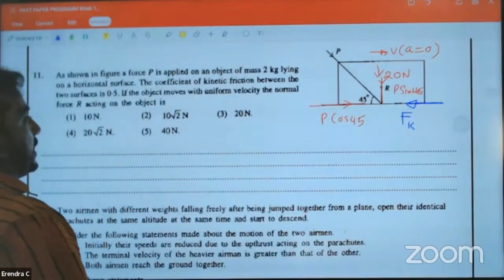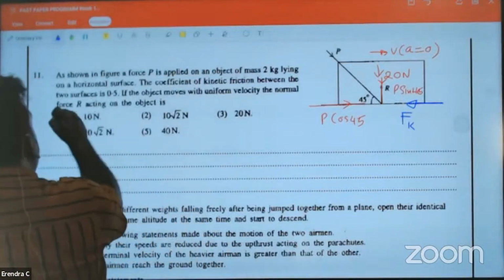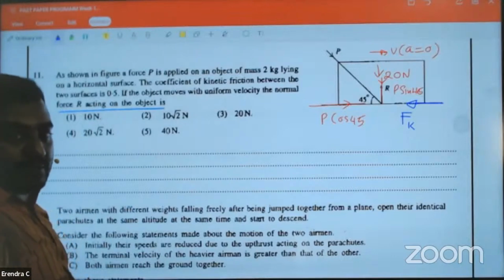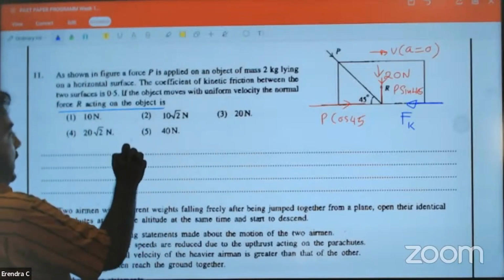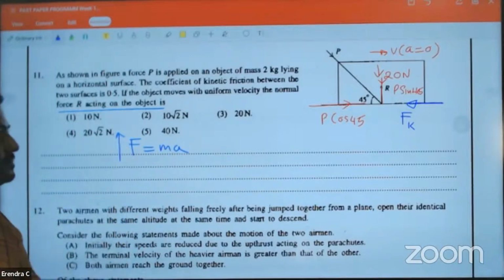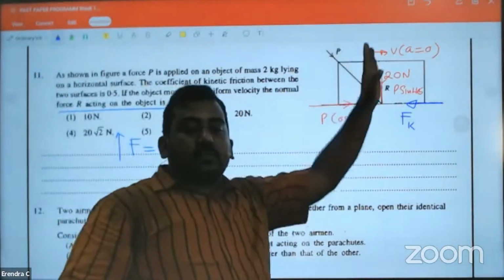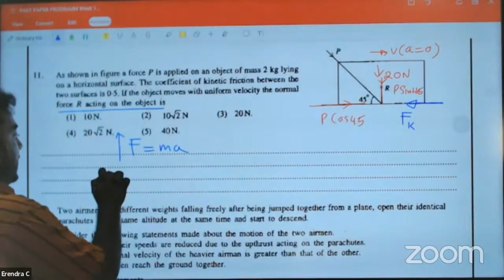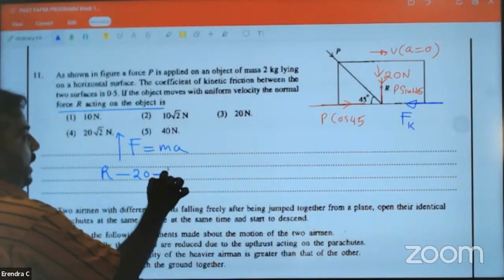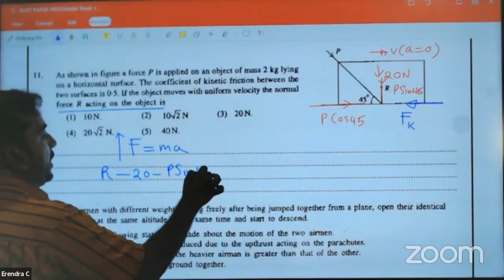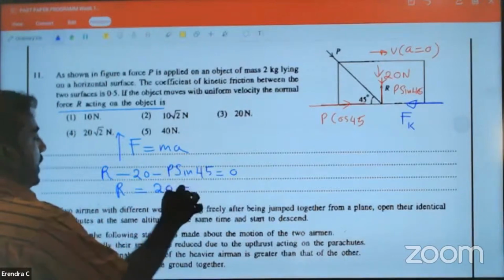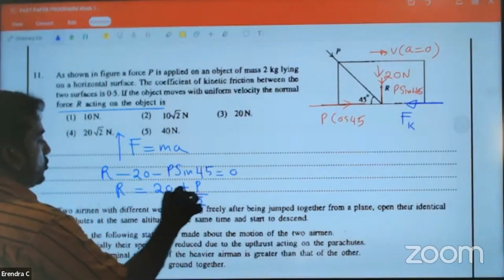What are they asking you here? What is the reaction force acting on the object? Be careful now. Let me apply F equal ma vertically. Vertically, there is no motion. So you can say R minus 20 minus P sin 45, no vertical acceleration, R equals 20 plus P divided by root 2.